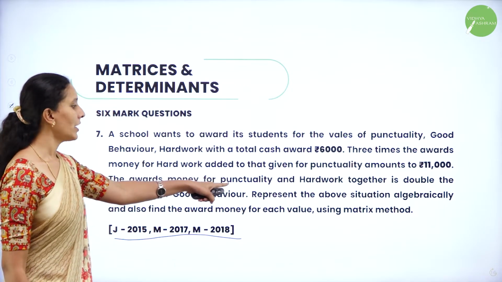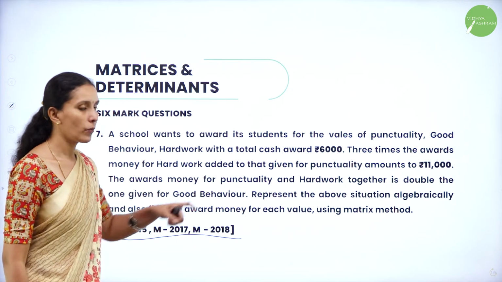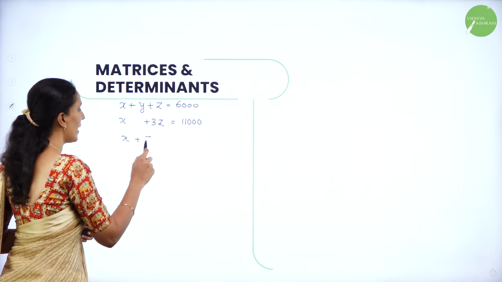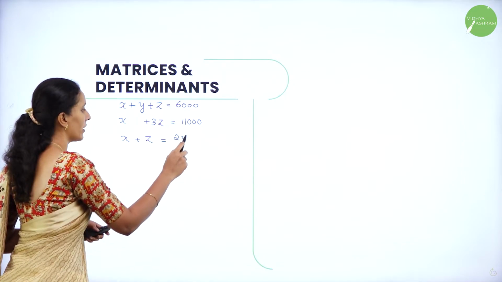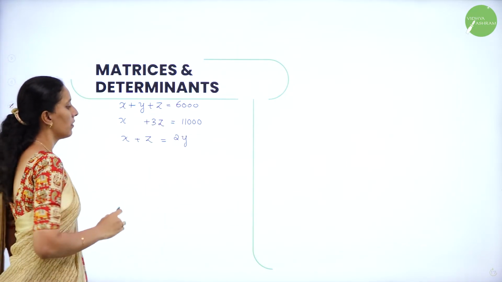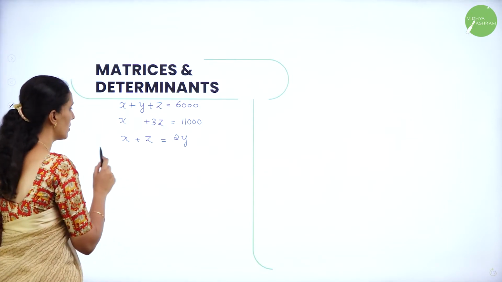So punctuality we have taken as X, hard work we have taken as Z. So therefore X plus Z is equal to 2Y, 2 times the good behavior they have given. Now here we will replace the equations.